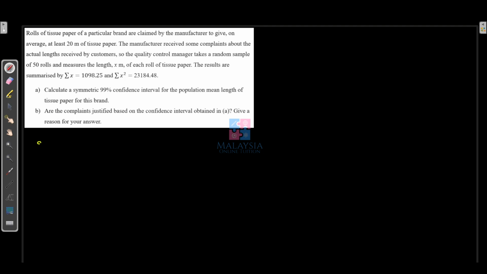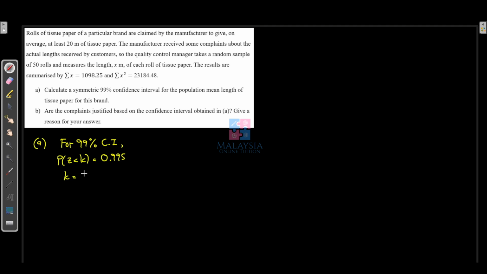For part A, calculate a symmetric 99% confidence interval for the population mean length of tissue paper for this brand. For part A, start with the 99% confidence interval first. So for 99% CI, as usual, the probability of Z less than K is equal to 0.995. So we need to get the value of K first.